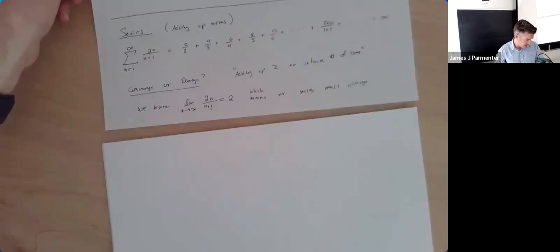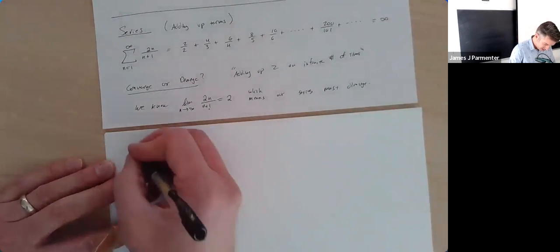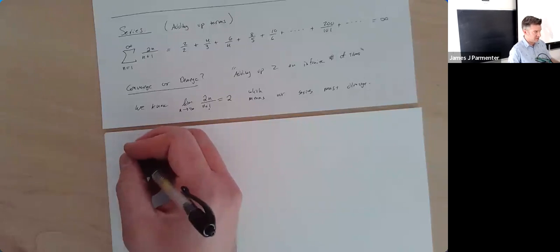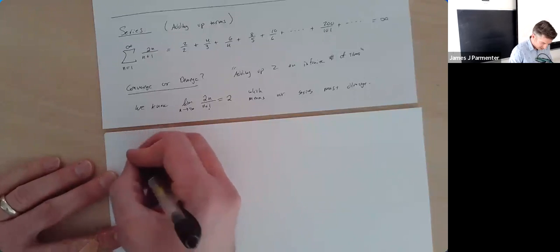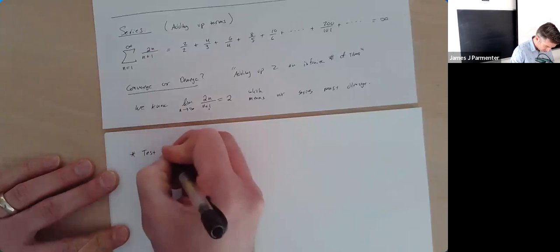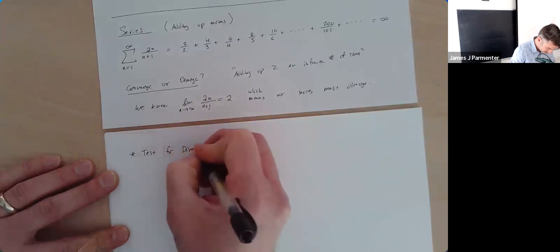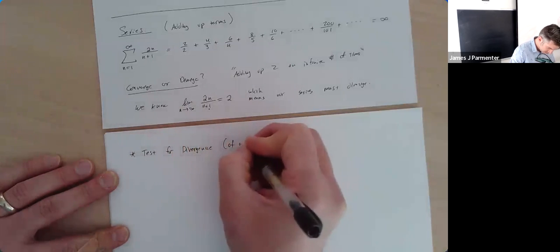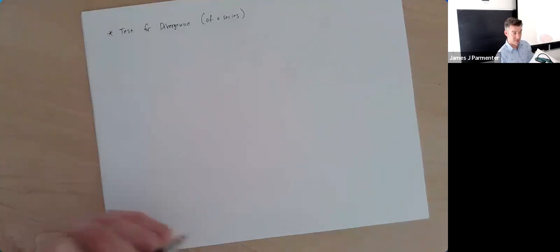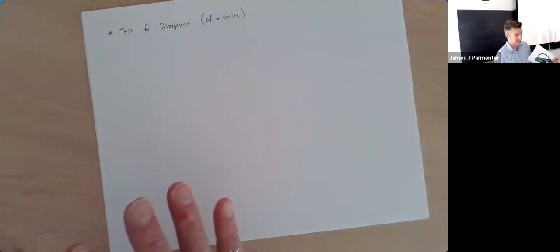We're going to write that down. There are 2 names for this test, and I really do prefer the first name, which is the test for divergence of a series. The reason it's good to call it that is because it reminds you that you can only ever use this test to show that a series diverges. You can never use the test for divergence to show the series converges. It doesn't work. So if you ever find yourself writing the series converges by the test for divergence, take a step back.